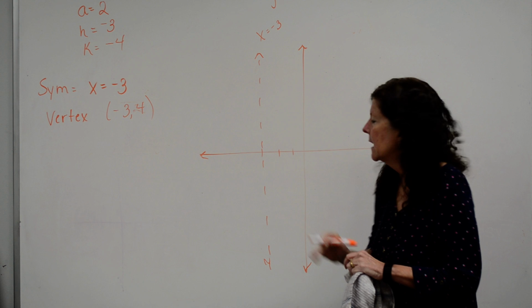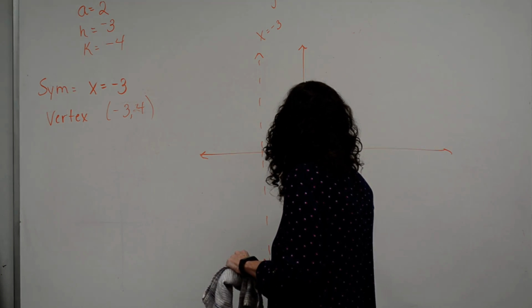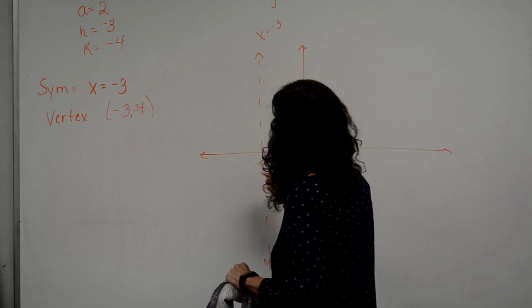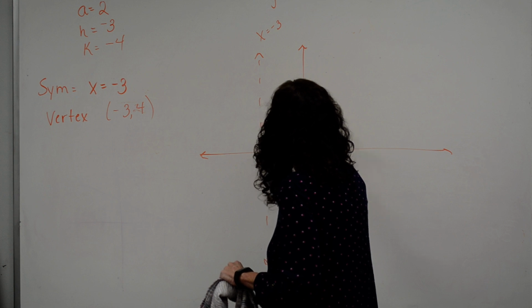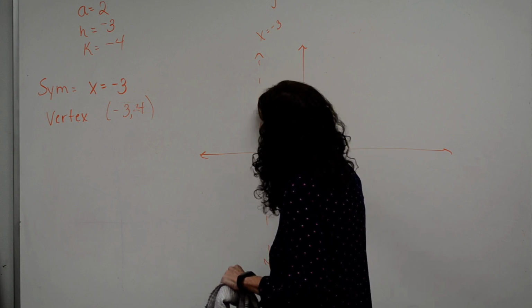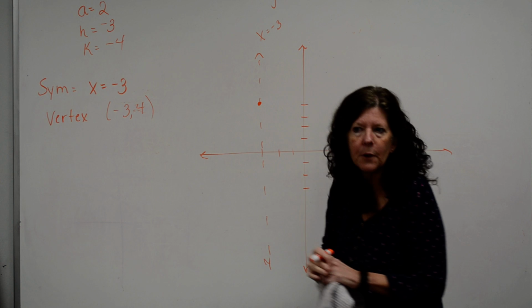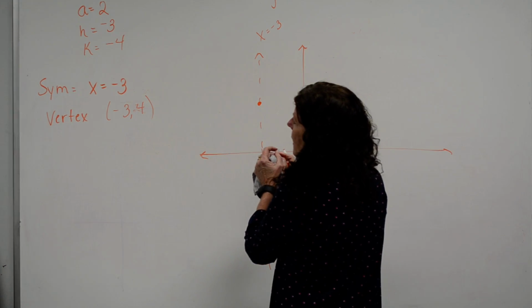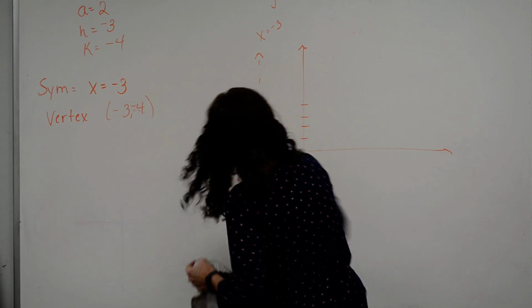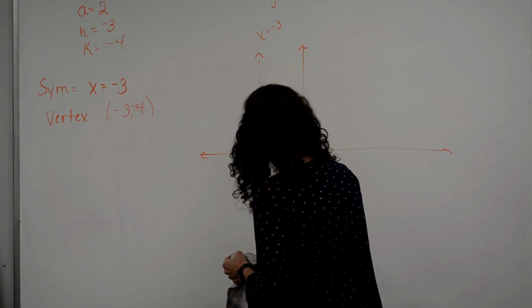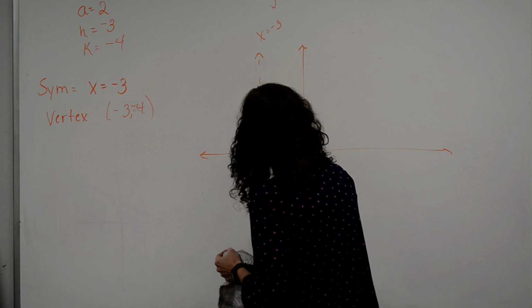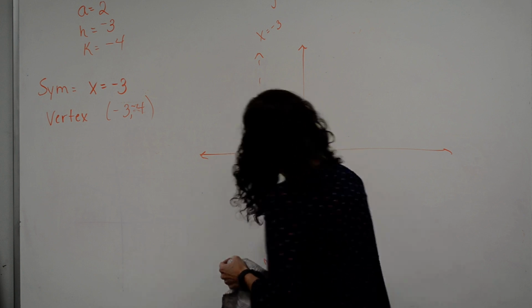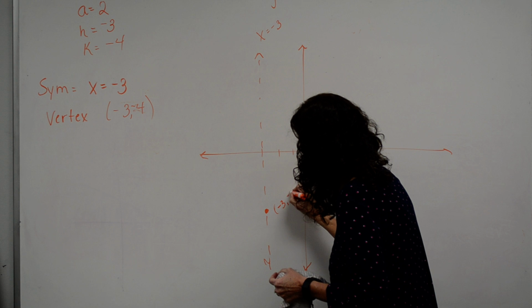My vertex is negative 3... actually, negative 3 here, positive 4, right? Isn't that the point negative 3, negative 4? Or positive 4? I think we forgot... Oh, I did that now. No wonder, because I was down here. I just didn't finish it. That'll make it easier. Okay, so there's my vertex, negative 3, negative 4.